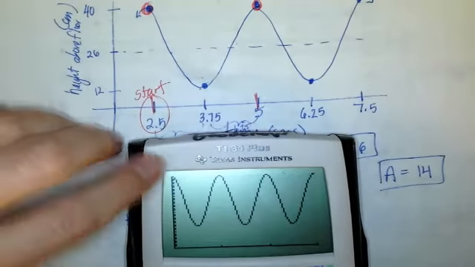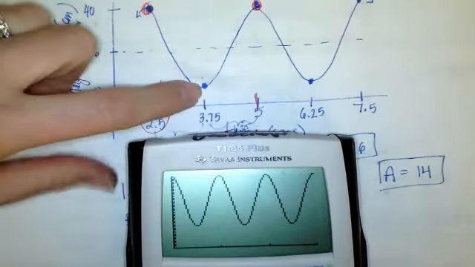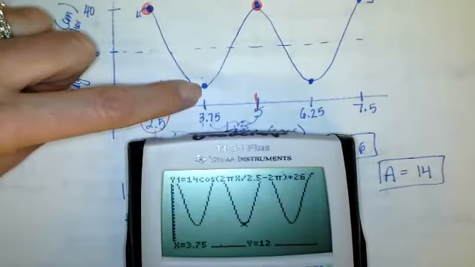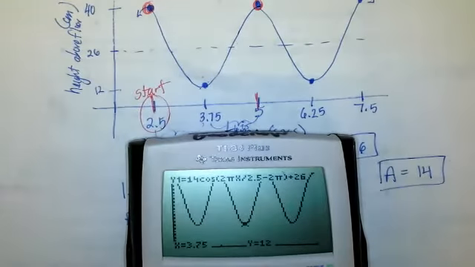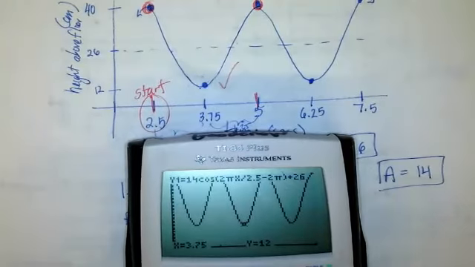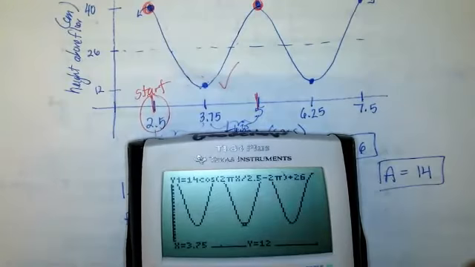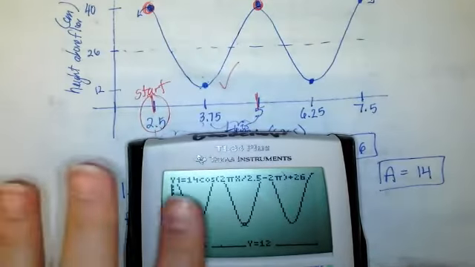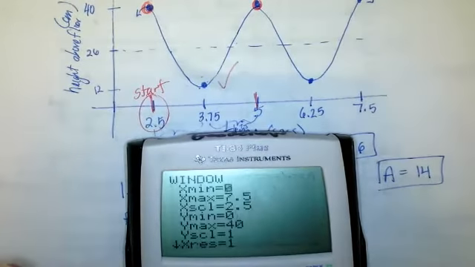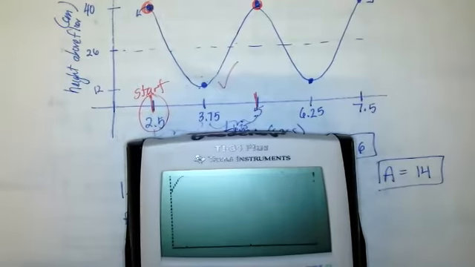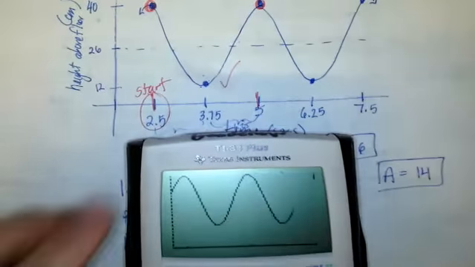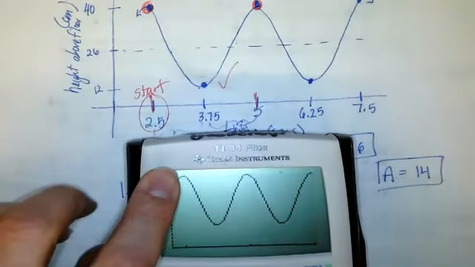And I want to check some of these. It looks a little bit different, but I want to check maybe this point. So I'm going to use trace at 3.75. And there it is, at 12. So I checked that point, even though my graph looks a little different. It's pretty good. Why does my graph look different? Because it shows the stuff before 2. So if I just did from 2 to 7.5, then you'd see, oh, and it was even 2.5, not 2. So there's from 2.5 on.